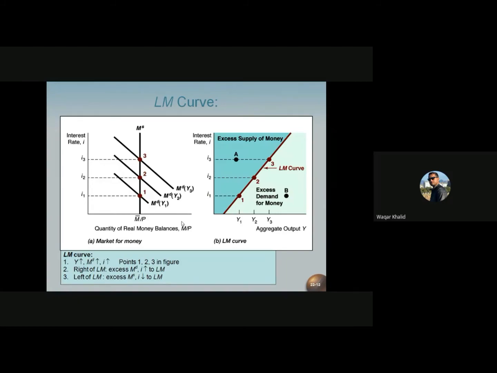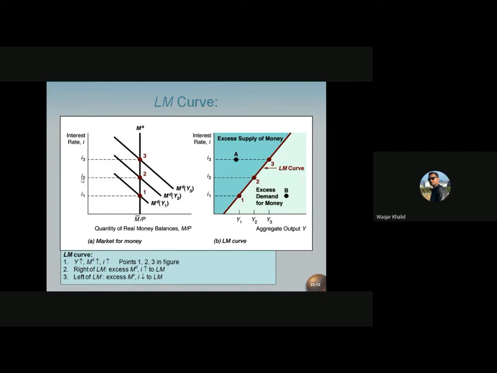Now suppose aggregate output is at the higher level Y2, so the money demand curve shifts rightward from MDY1 to MDY2, because the higher level of output means that at any given interest rate, the quantity of money demanded is higher. And what will be the equilibrium point? Point B, meaning point 2. This is the equilibrium point where the money demand curve intersects the money supply curve, and I2 is the interest rate.